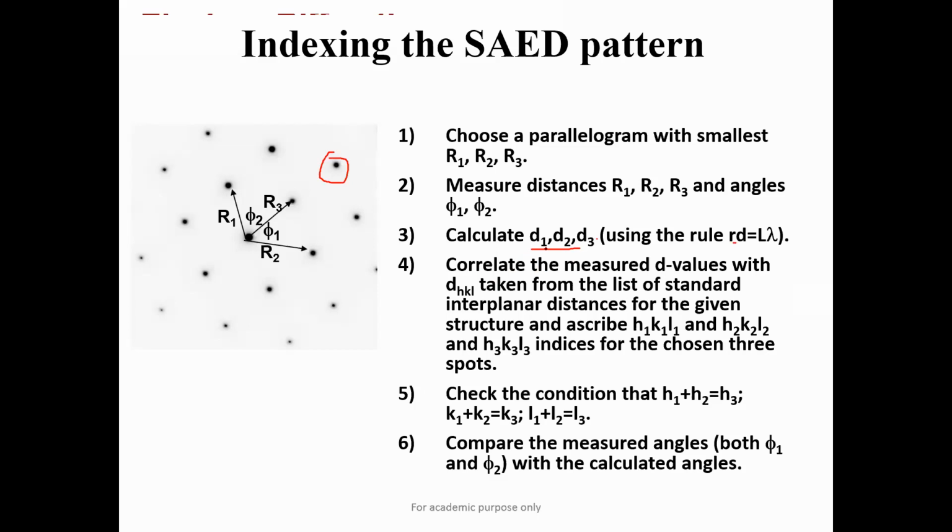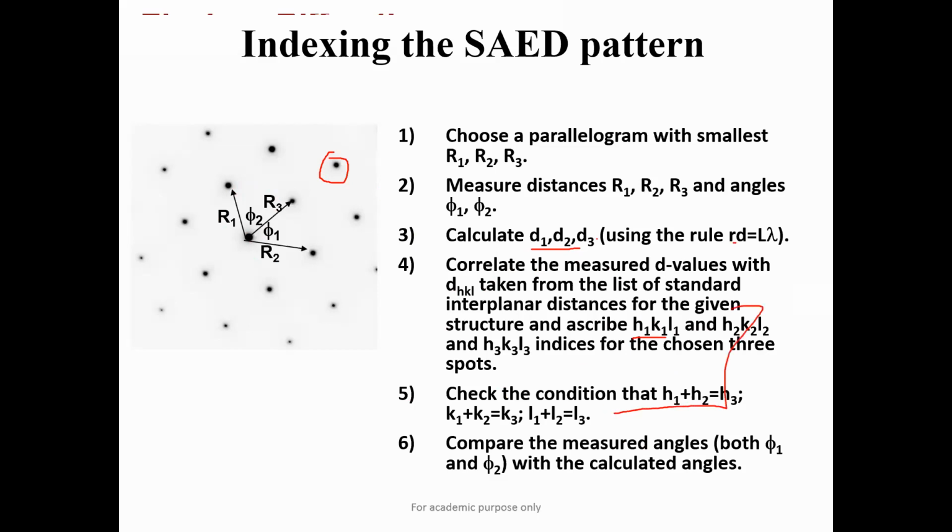Once you know this D1, D2, D3, immediately you can assign some plane. So this is how this SAT pattern can be analyzed. Finally, you need to check this condition, that H1, because this is satisfying parallelogram. So this condition should be satisfied.